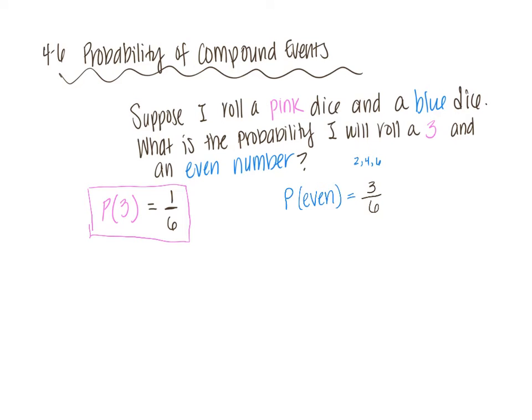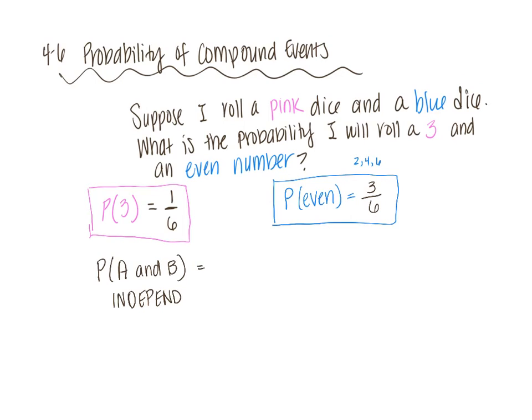So because these are independent events, there's a mathematical rule that says that if I want to know the probability of A and B, if A and B are independent, then I have to take the probability of A and I have to multiply it by the probability of B. Okay, A was I want to roll a number on my pink dice, and B is I want to roll a number on my blue dice. They don't affect each other, they're independent, so I'm going to end up multiplying the probabilities.